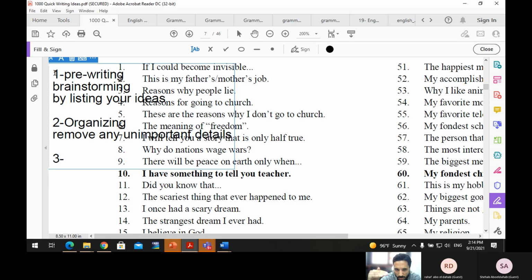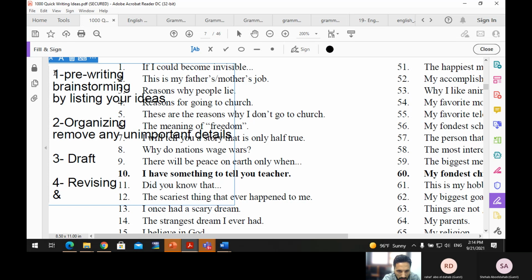How can I start my paragraph? You have to think in this stage of the topic sentence that you're going to start with. Number 3, drafting. Here you can start writing your paragraph. In this stage, you will not be afraid of making mistakes. Why? Because the 4th stage is revising and editing.